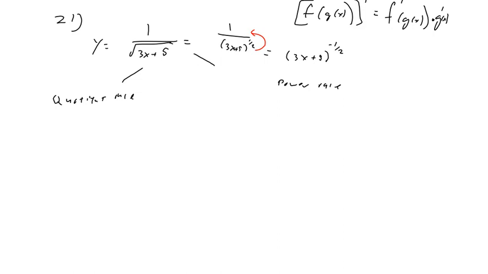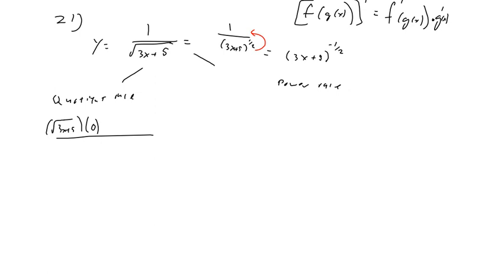Let's do the quotient rule. Quotient rule says low d high minus high d low over low squared. So low is this square root thing, and we want low d high. So low is the same thing, root 3x plus 5, times the derivative of the upper part. Well, what is the derivative of 0, everybody? Sorry, I just gave it away. What's the derivative of 1? The derivative of 1 is 0.